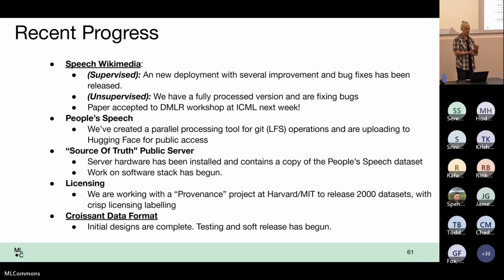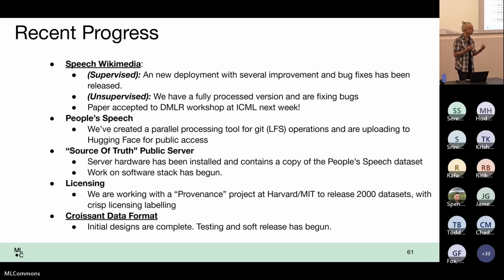And there's a paper. If you go to the DMLR workshop next week at ICML, you can see we've got a paper accepted to talk about that. People speech, it's out there. You can use it right now. Now we're focused on making it more available, and that's tooling around making Git run faster. In the source of truth public server, we have hardware in place. We've got the people speech data set on it, and we started work on the software stack.